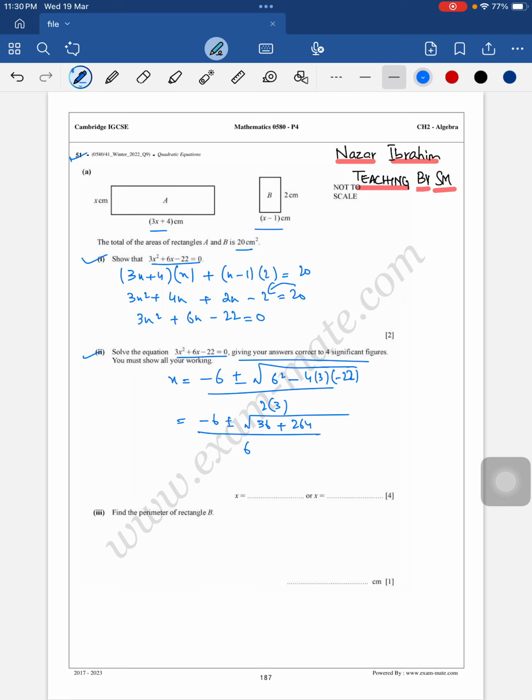Okay, now there will be two answers. One will be minus b plus root, minus 6 plus root of 36 plus 264 is 300, upon 6, and the second will be x is equal to minus 6 minus root 300 upon 6. So using the calculator, minus 6 plus root 300 divided by 6, right, 1.88.